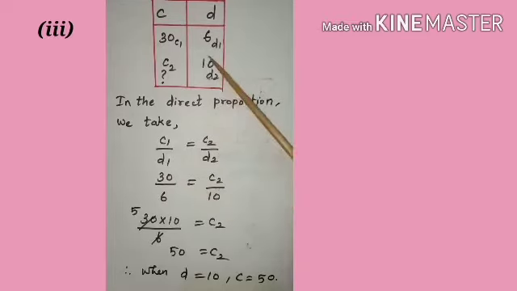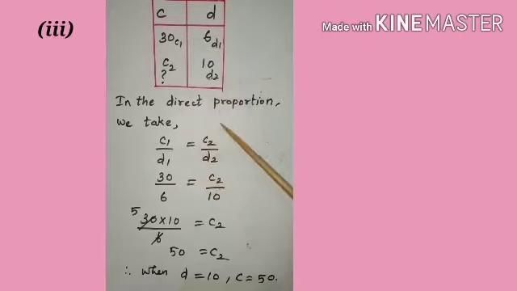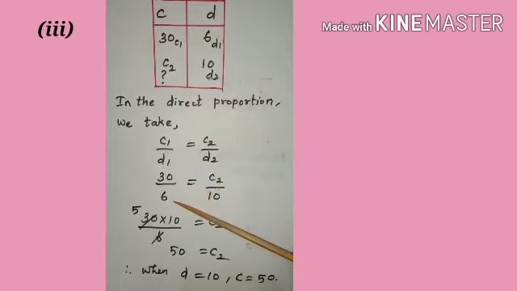And substituting all the values to get the unknown. So when D is equal to 10, what is the value of C? To find this value, let us substitute all these values in this condition. So C1 is 30 divided by D1 is 6 is equal to C2, which is unknown, we have to find, and here D2 is 10.